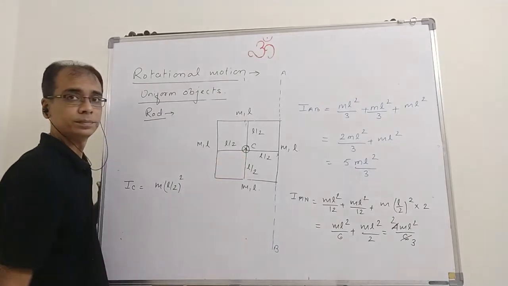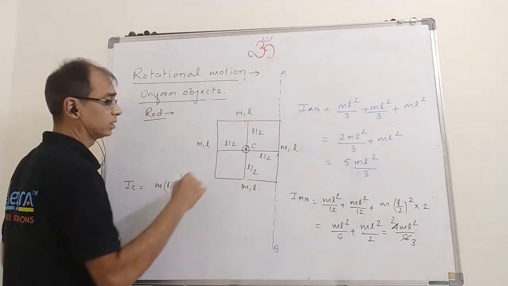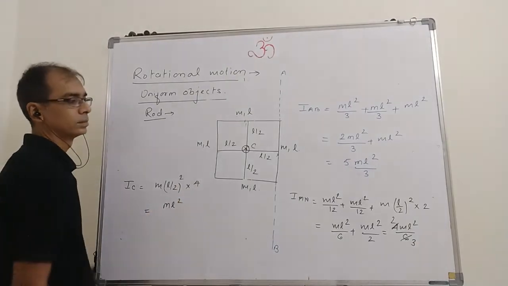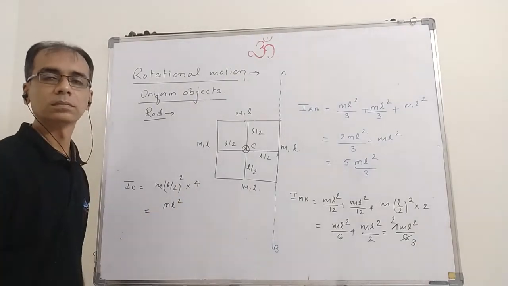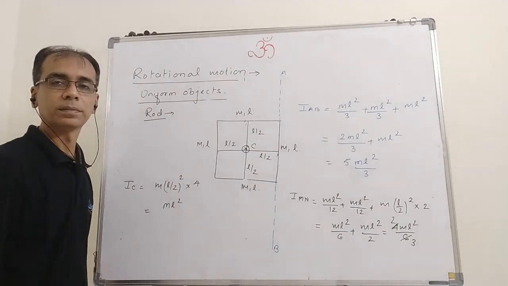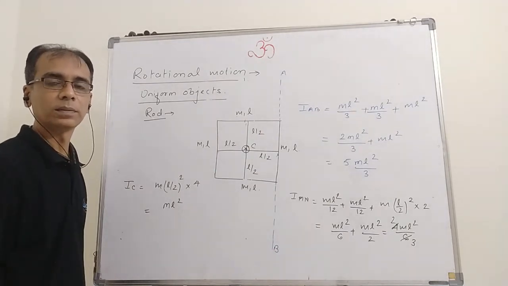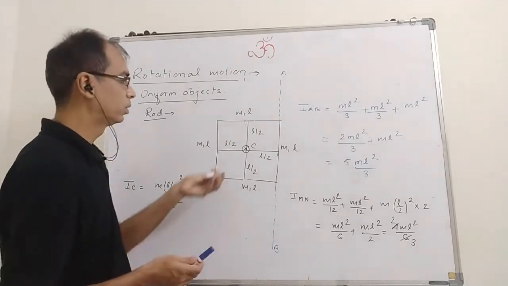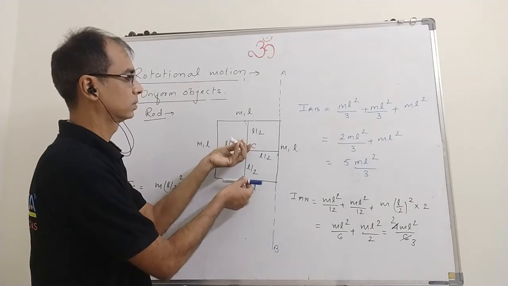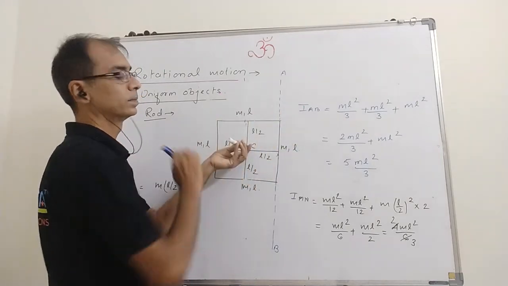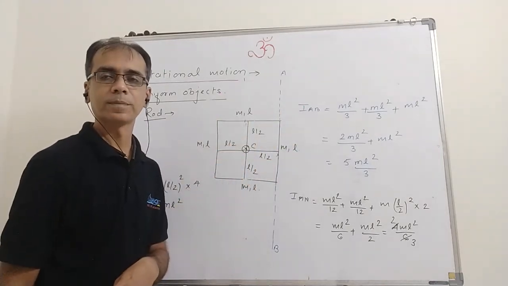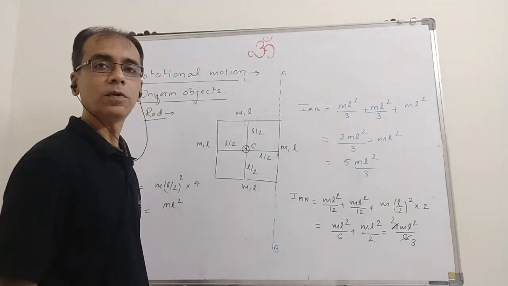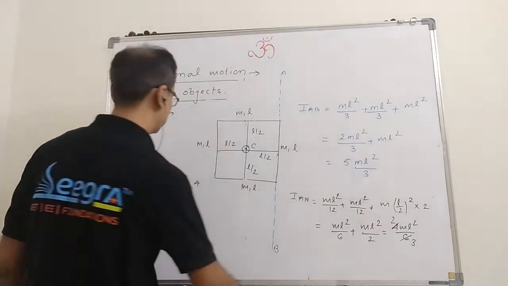Okay. So how many are there? These 4 are there. So what is the answer? ML square. Right? Are you able to understand how it will rotate about this? Like this. Okay. So this is how it is. This is for the rod, some of the cases we saw.